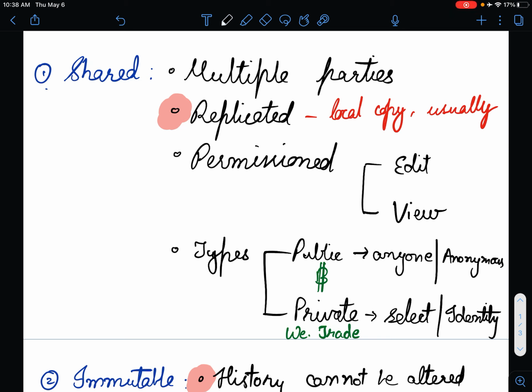Just like a traditional Google Sheet, you can set different permissions or rights about who can access it, who can view it, who can edit it to which level. And that lends itself to two types of blockchains, public and private. In a public blockchain, usually anyone can access it as long as they have an internet connection. An example of this type of blockchain is Bitcoin. Anyone can access it, which means it lends itself well to anonymity. You don't have to disclose who you are.